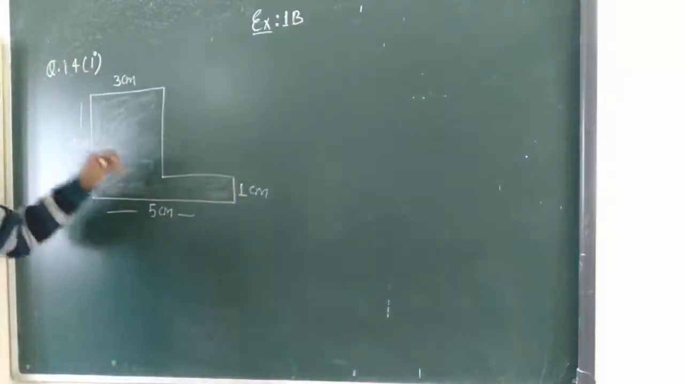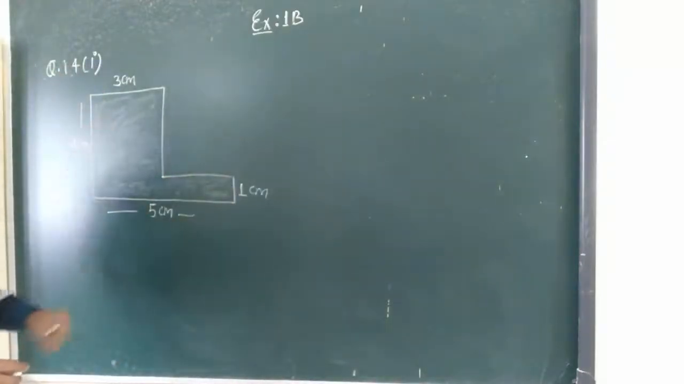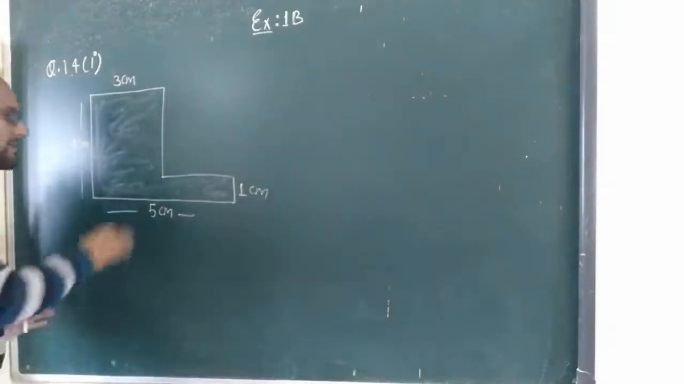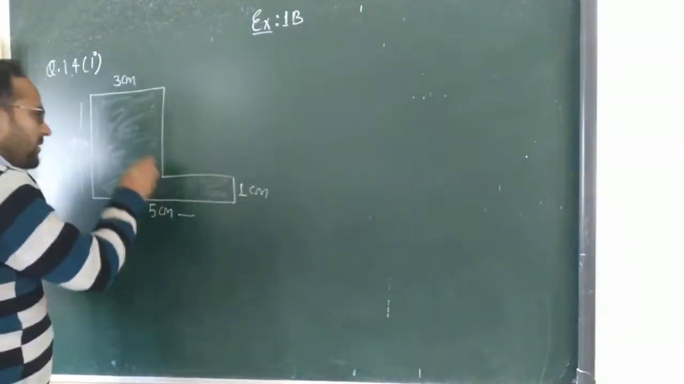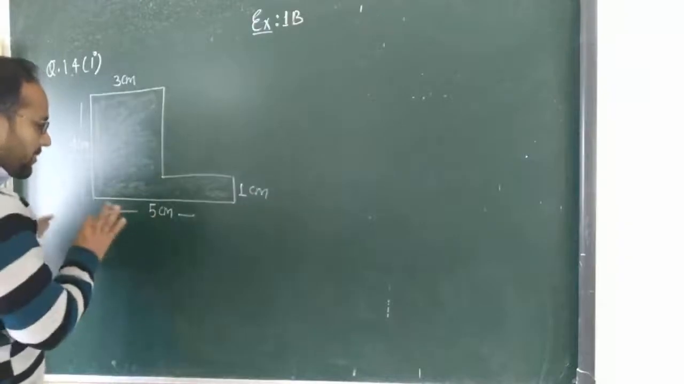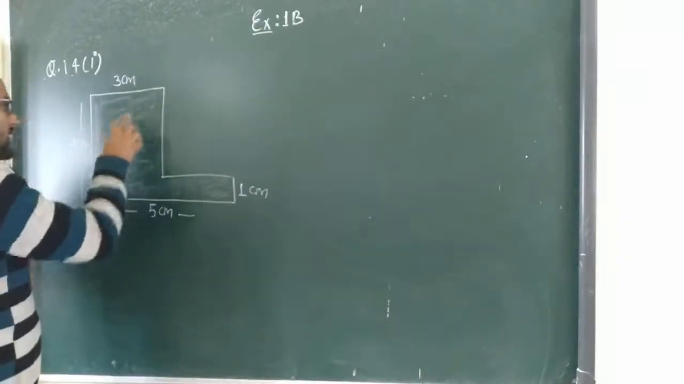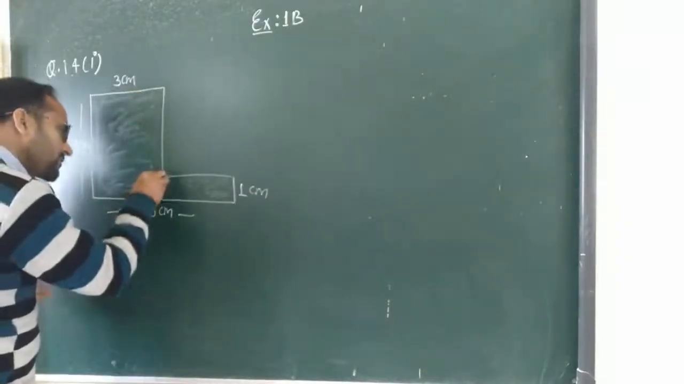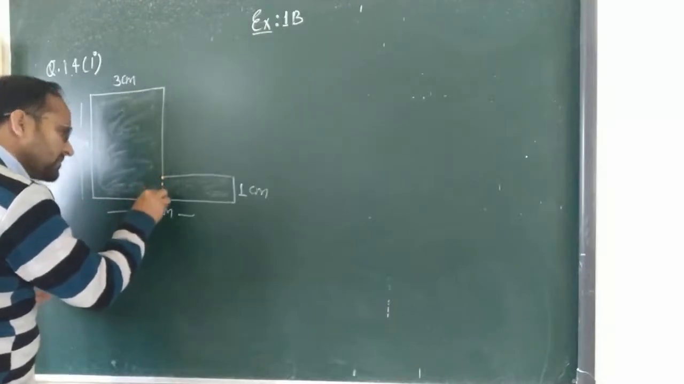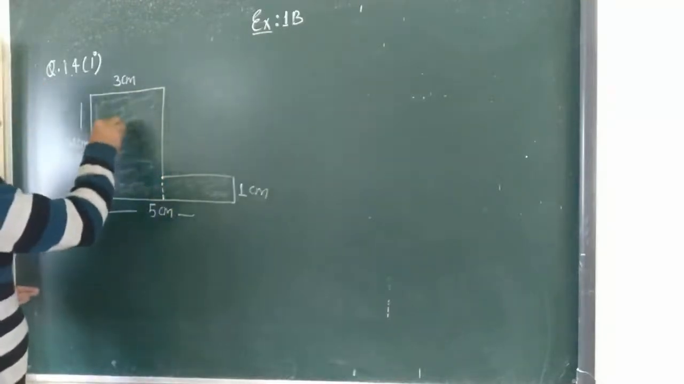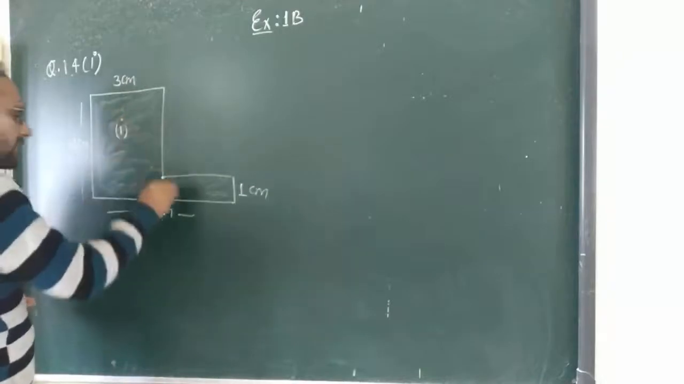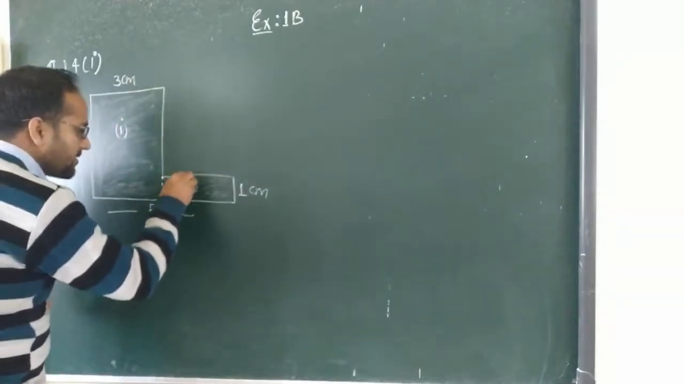If you get this type of question, first you identify the region. Divide this figure into particular forms. Here you see this one rectangle, and if you divide, this one is the second rectangle. So divide this figure into two parts. This is the first part, and this one is the second part.